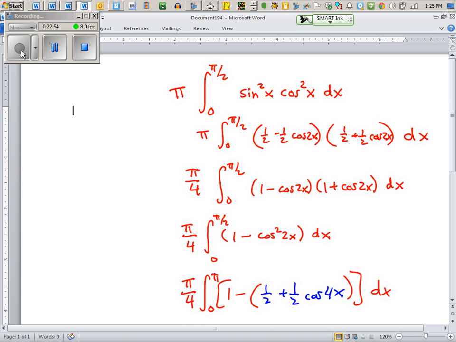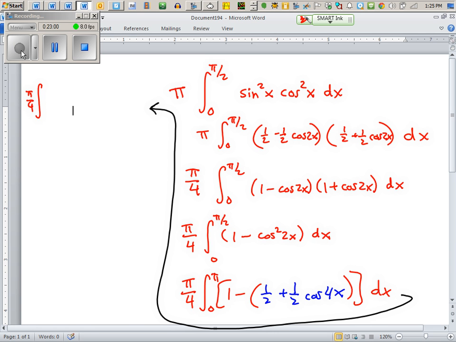All right, so let's bring this over to here. So I have the pi over 4 chilling out front. This should have been a pi over 2 upper limit, not pi. There's a 1 minus a half there. No big deal, that's a half. And then I have a minus 1/2 cos 4x. And now this is completely linear, like it's one cosine function. It's so easy to integrate now. We're very grateful for the identities.